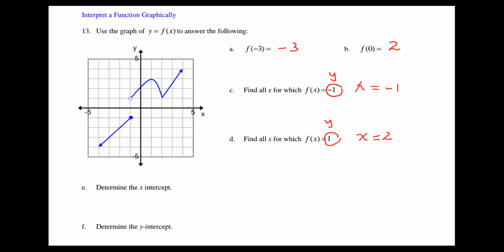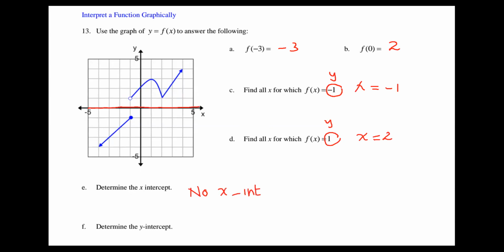Next, we have to find the x-intercept. What do we mean by x-intercept? It's the point where it crosses the x-axis. Look at the graph. Do we see any graph on the x-axis? The graph doesn't touch the x-axis at all. So that means there is no x-intercept.